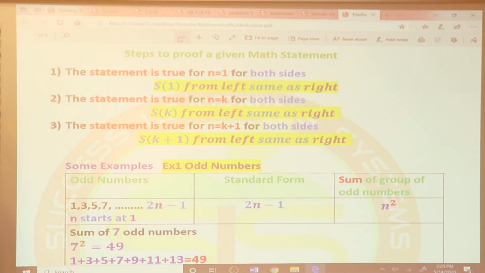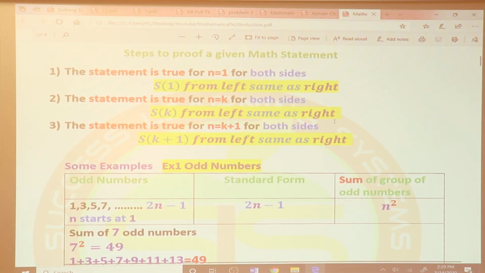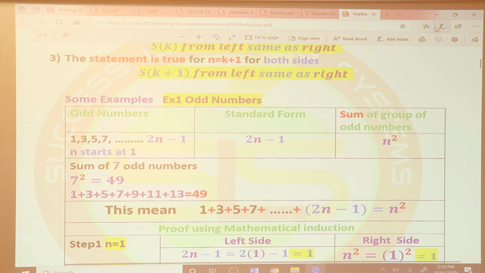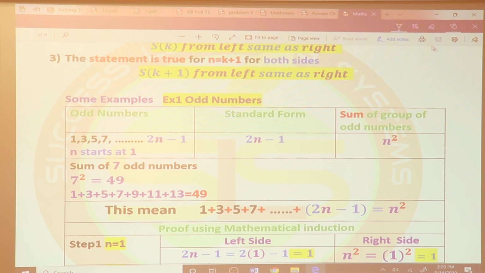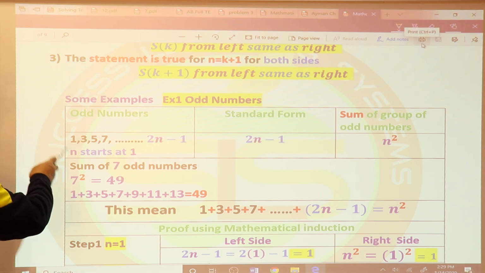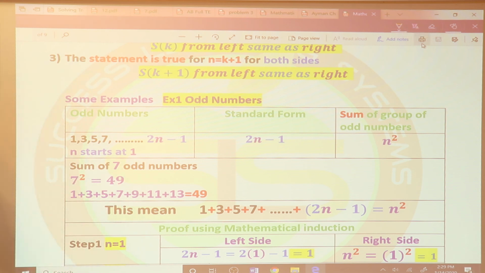Let us see. The first thing we did, which is what? The odd numbers, right? The odd numbers, which is 1, 3, 5, 7, and I explained for you if you watch my videos. Please watch the previous videos. The odd numbers take the form 1, 3, 5, 7.